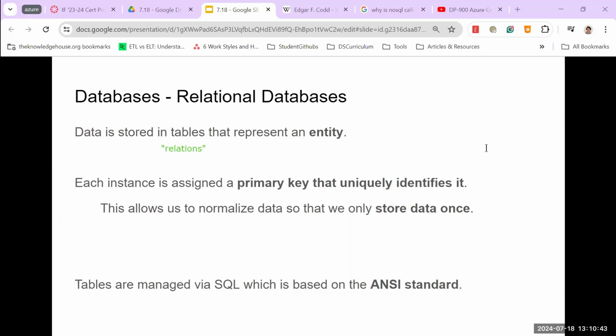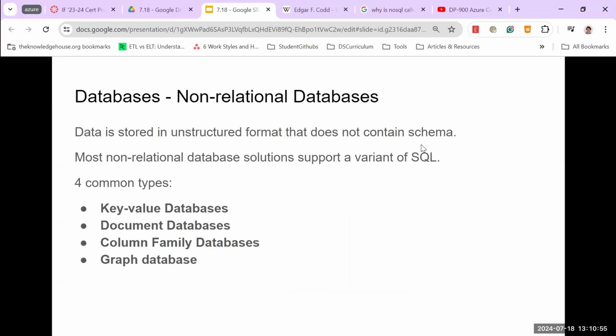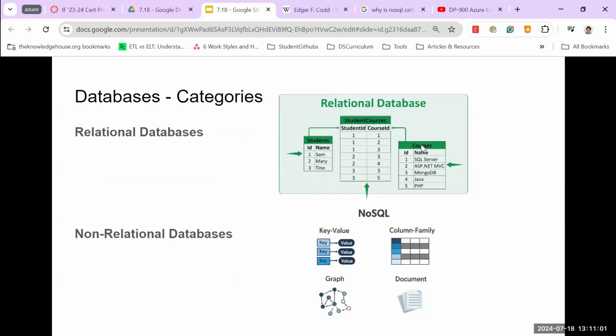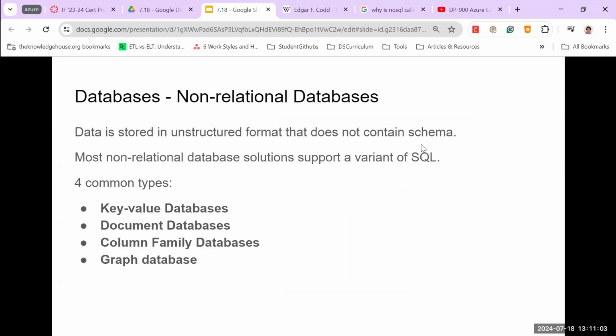There's going to be some changes that you should be mindful of, but all in all, almost all flavors of SQL are going to behave the same way. All right, next up, we have non-relational databases. So first was relational databases, which is your table data, data and tables, and then you have your non-relational databases.